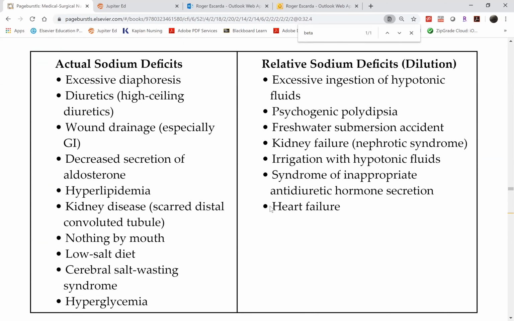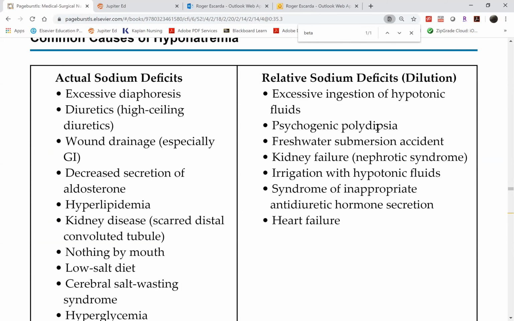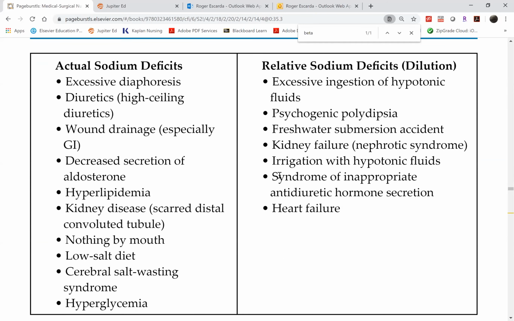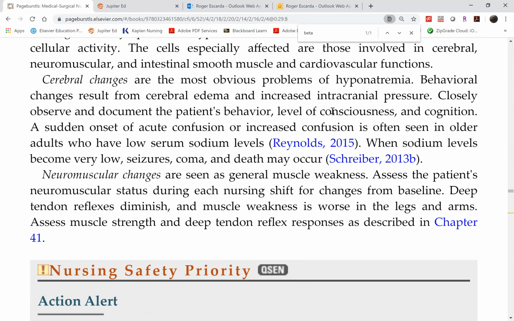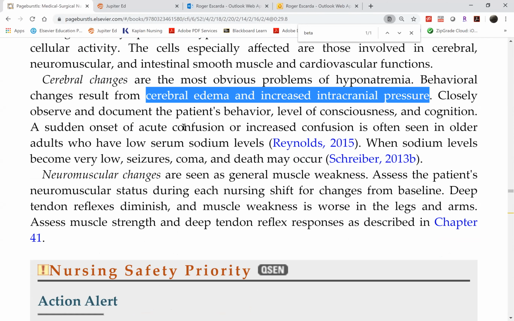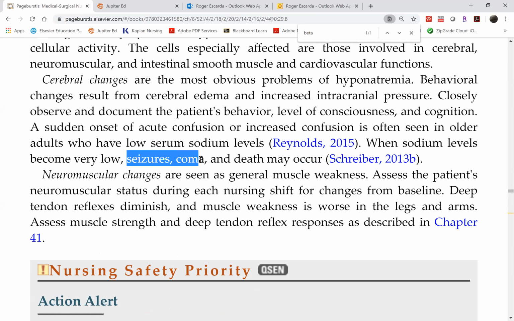We'll skip the causes again because the causes are specific to the chapter. So we'll just stick with the signs and symptoms. Cerebral changes. See here, you have cerebral edema and increased ICP. So watch them for seizures or worse, they might go into coma. So we have to correct the hyponatremia right away.